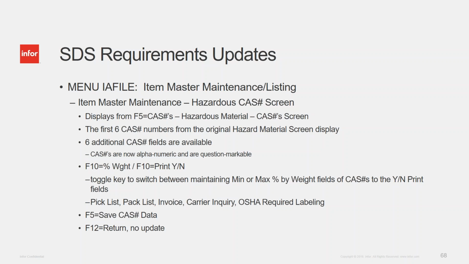The F10 percent of weight print yes, no flag. We have a toggle within a toggle that you'll see momentarily. Because of the width of the data fields that we needed, you're going to have your weight, min-max, percent fields, or the yes, no print fields, and you'll toggle back and forth to fill in all of your data. F5, save case numbers, or F12, return and no update.